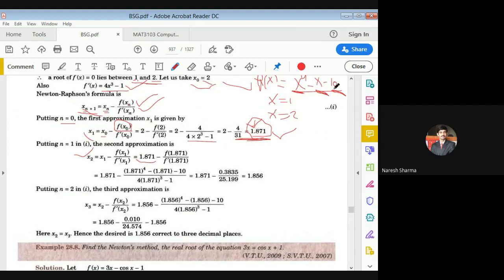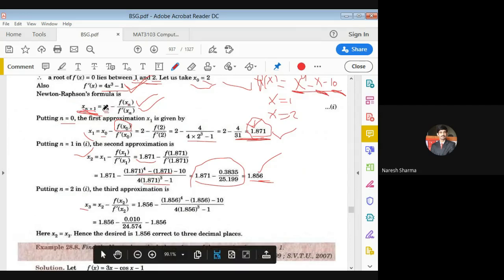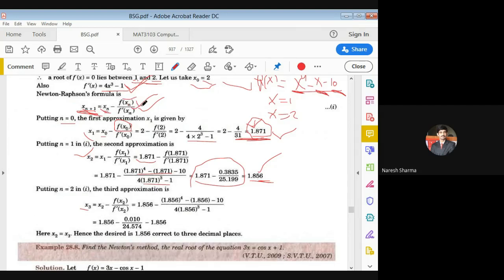Use your scientific calculator for this, right? Divided by, put the same 1.871 in your derivative, 4x^3 - 1. After calculating with your calculator, you get the value 1.856. So now choose this as your second approximation. For the third approximation, you put n = 2. That gives you x3. The right side is x2 - f(x2)/f'(x2).